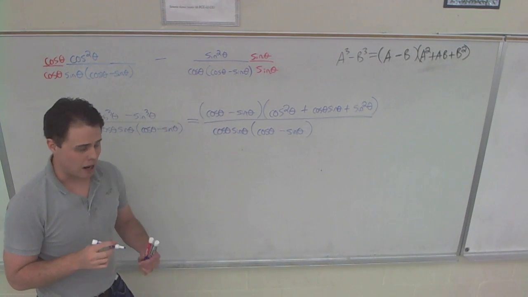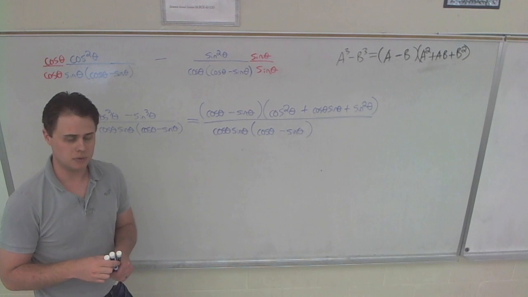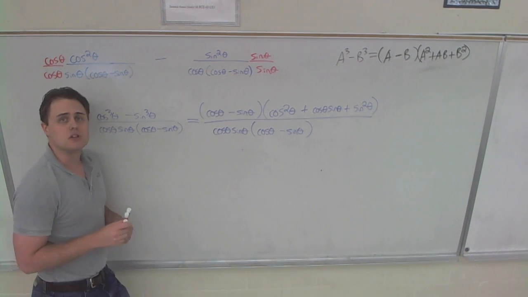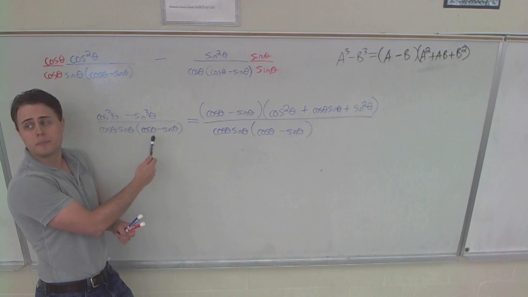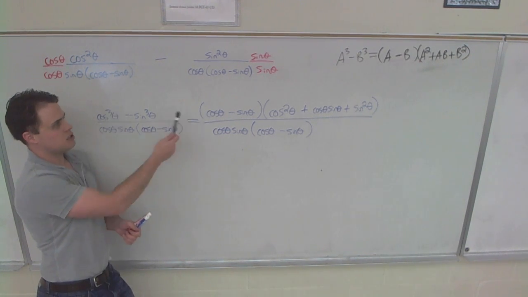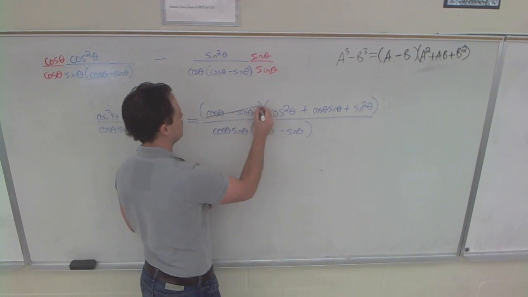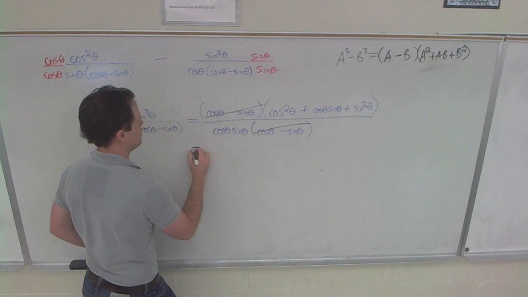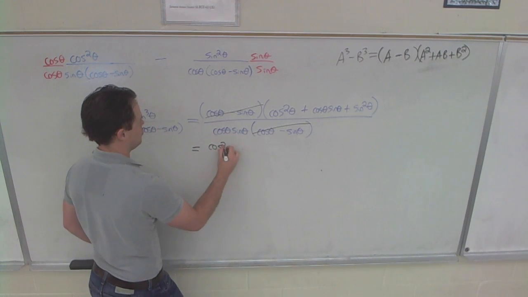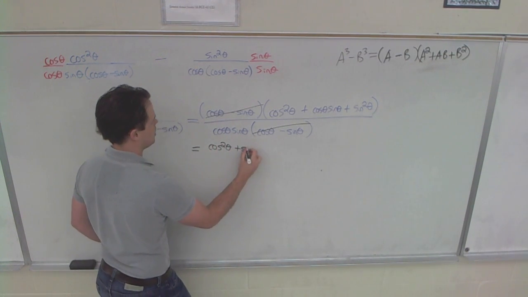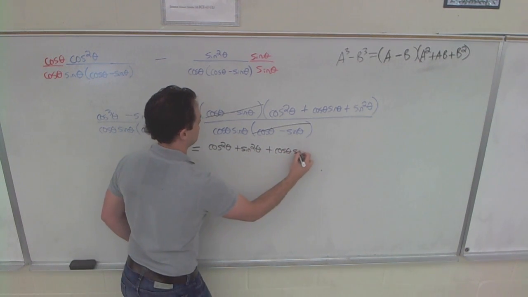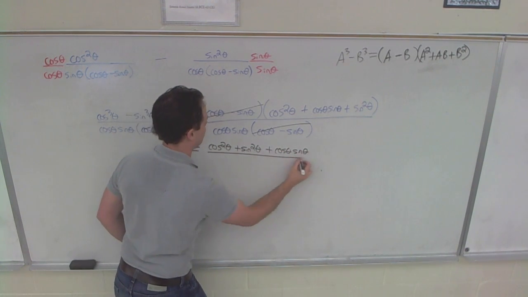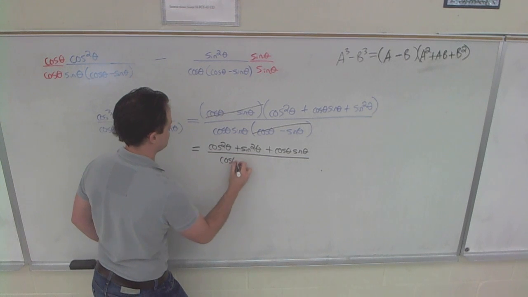Okay, the reason that my mind jumped to the difference of cubes factoring formula in the first place was that I saw this on the bottom, and I knew that that was going to cancel out with this part right here, which you can clearly see now that that cancels out. Then what do we have left on top? Well, we have cosine squared plus sine squared. And we have a cosine sine. And on bottom, we also have a cosine sine.